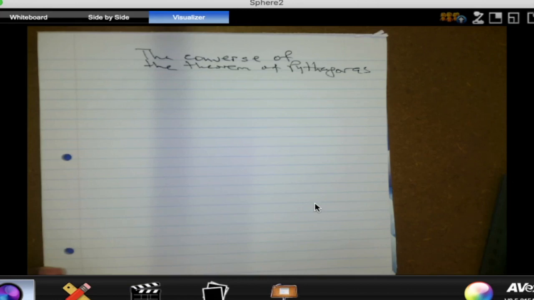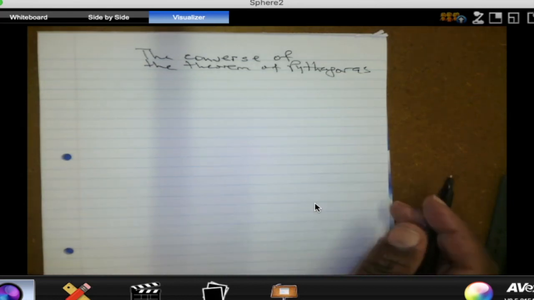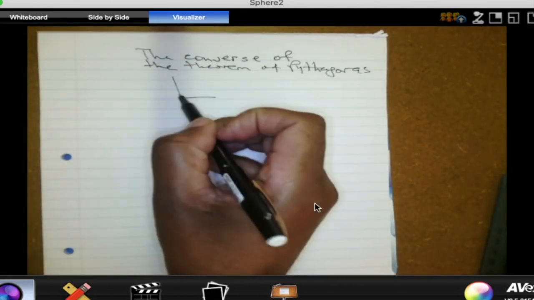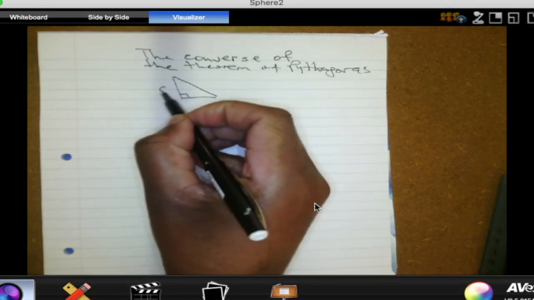Every theorem has what we call the converse. So there is a theorem and then there is a converse. For instance, let's try and state the theorem of Pythagoras. It works like this. I'll just put it here.